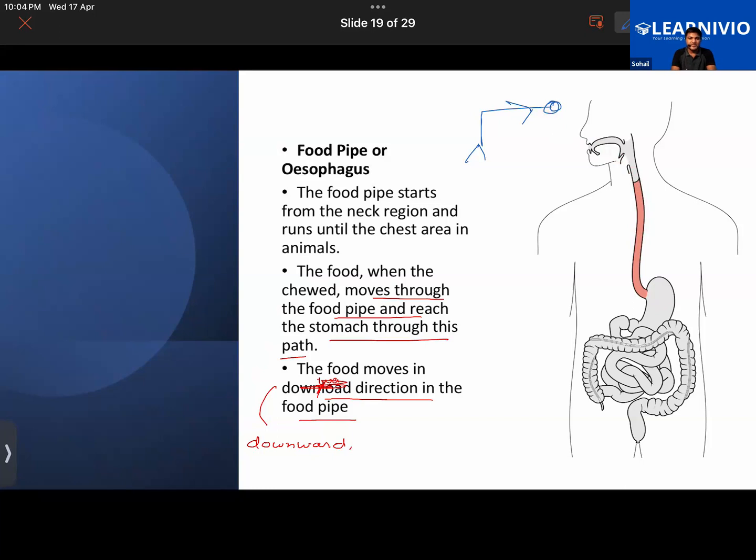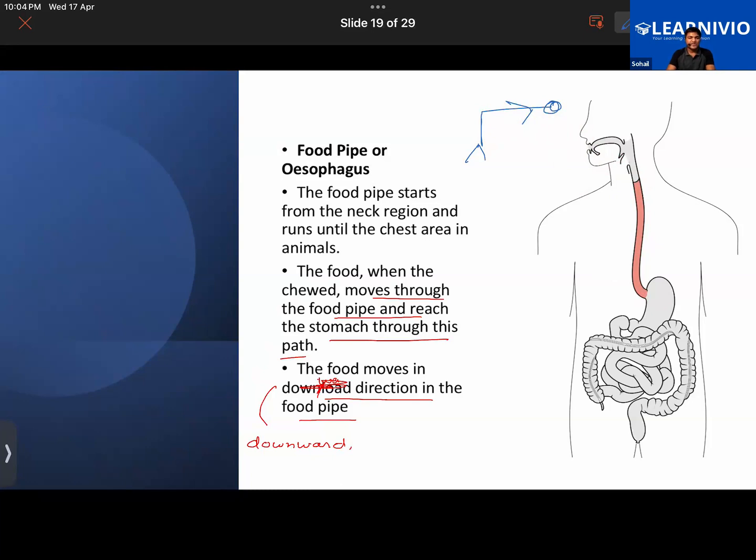Normally, if the person is standing, you might think that due to gravity, the food will fall down through this food pipe. Isn't it, Priyanka and Abu? Yes, sir. Are you guys able to understand the question I'm trying to ask? Let's say the person is in a bent position like this. In this case, how does the food move through it? Here, gravity is not helping it to move downward.